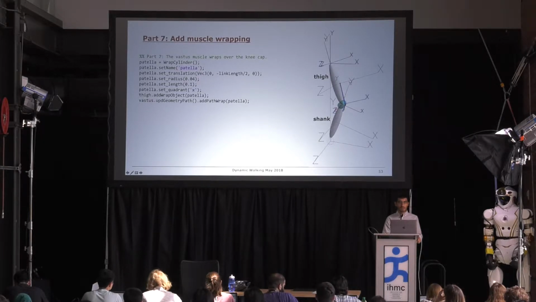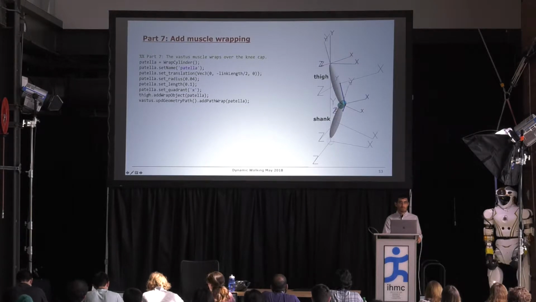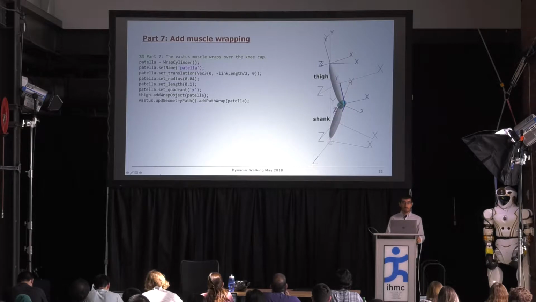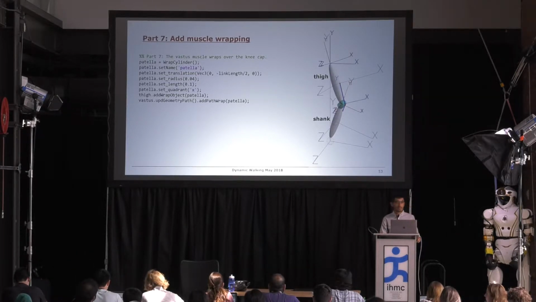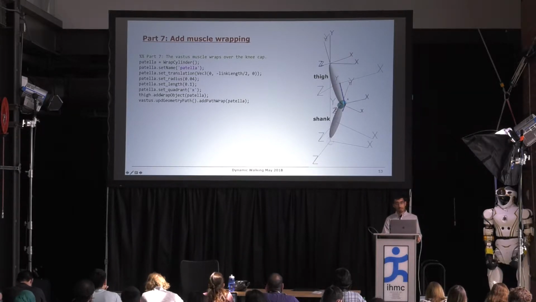Yeah, that's specifying the location, the center of this wrap cylinder expressed in the thigh body frame. That's because we add the patella to the thigh, and so the translation is interpreted relative to the body you add the wrap surface to. Set quadrant says the direction, the side of the cylinder to wrap on. So positive X means the muscle should wrap on the positive side. If you did negative X, it would wrap on the other side.